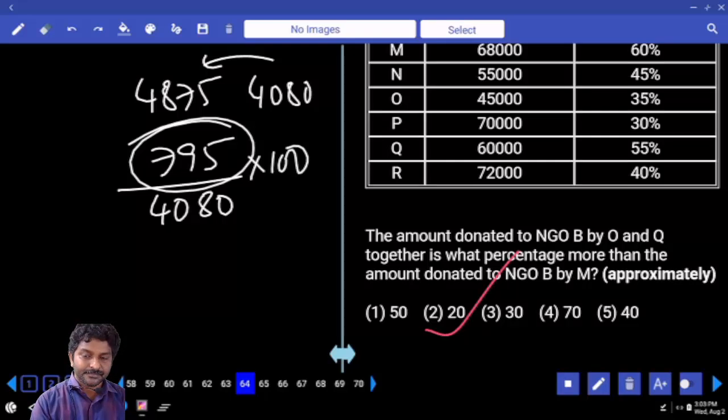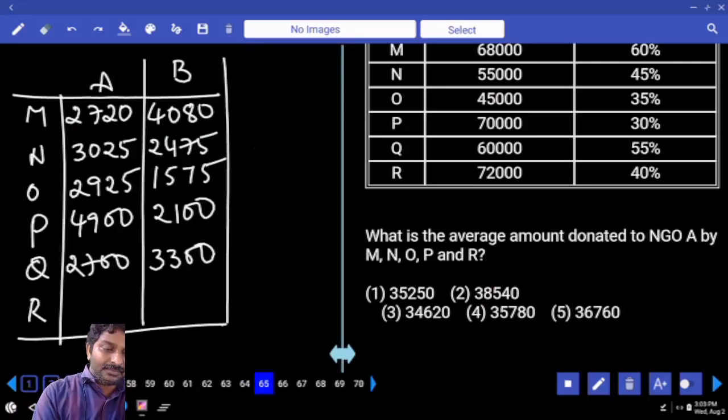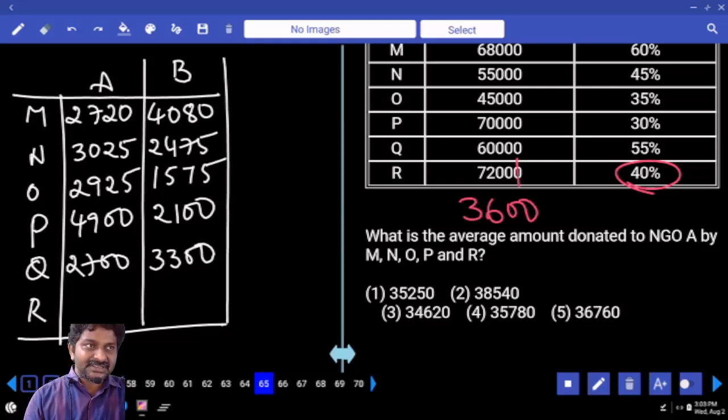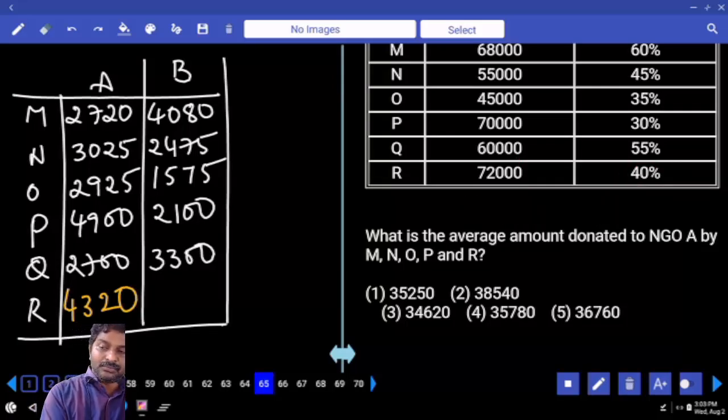Followed. What is the average amount donated by NGO A by MNOPR? R value is not there. 40% are female. Then 60% are male only. Forget about O. What is 50%? 3600. 10%, 720. That is 4320. Right. Except Q. We need to add all the values and divide it by 5. Yes or no? Can you do it?